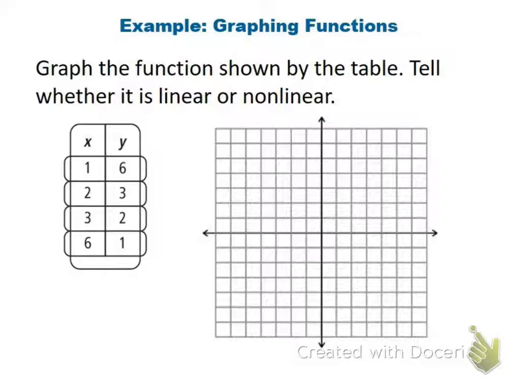Next one, just given a graph, can I show that it's linear or nonlinear? So I can plot these points. I get 1, 6, 2, 3, 3, 2, and then 6, 1. As I can see, I can't draw a straight line, so I know that this would be not linear, because I can't draw a single straight line that goes through all the points.